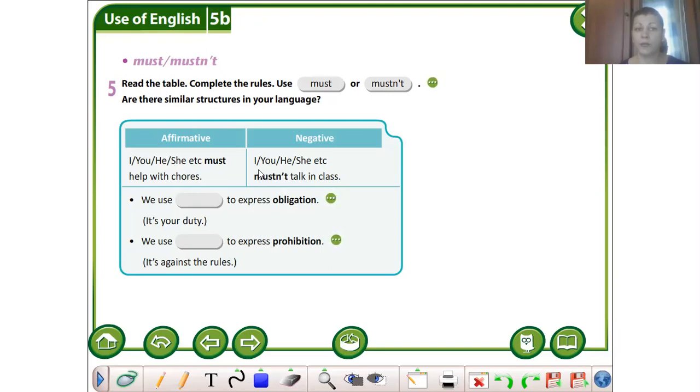The negative form. I mustn't talk in the class. You mustn't talk in the class. He mustn't talk in the class. She mustn't talk in the class. When do we use must or mustn't? Try to complete the rules. Think a little.